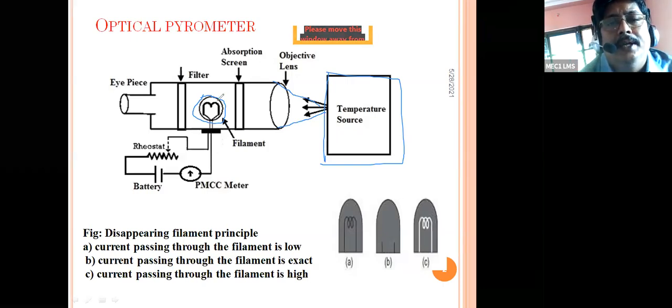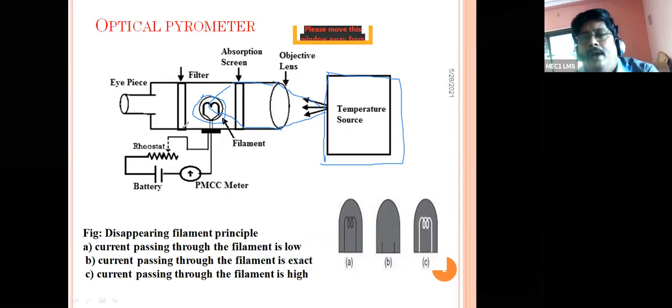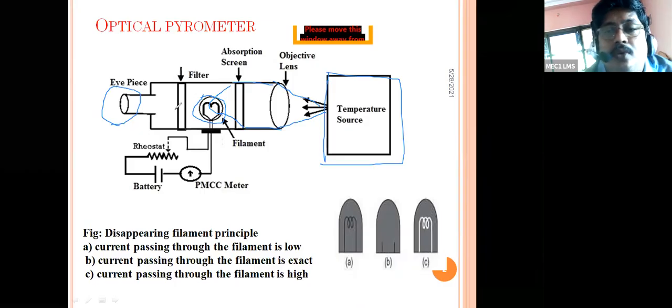If you observe clearly here, when the radiations fall on the objective lens, this absorption screen absorbs the radiations, and then they fall on the filament. So here the filter is there, to the eyepiece. It filters the unwanted radiations to the eyepiece. Unwanted radiations, that means which are harmful. That's why we arranged a filter here.